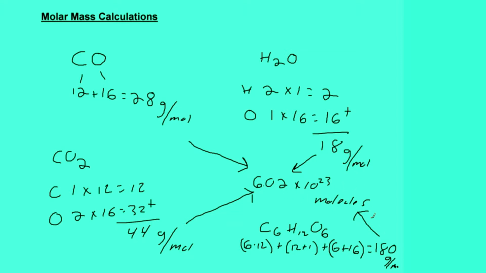So notice they all contain this amount of molecules, but the masses are different simply because of the size of each molecule. In this case, water is the smallest molecule. Only 18 grams would have that many. And then carbon monoxide, and finally the biggest molecule is the sugar molecule here, which would weigh 180. All would have 1 mole, which is this many molecules.